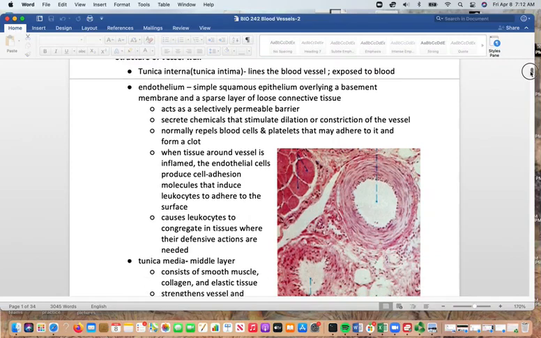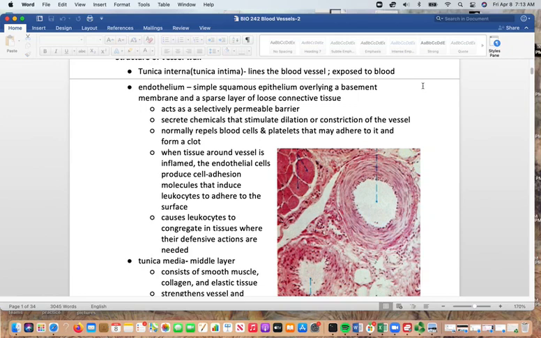Your tunica interna or tunica intima is the part that lines the blood vessels. So this part is actually exposed to the blood. Endothelium is the simple squamous lining over the basement membrane. That's the innermost layer that you can see in these pictures. It acts as a selectively permeable barrier, so some things will be able to pass through this.